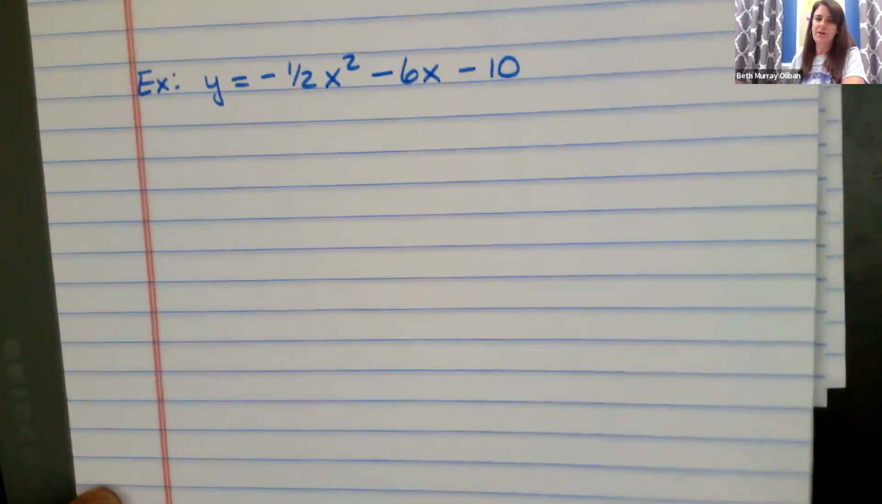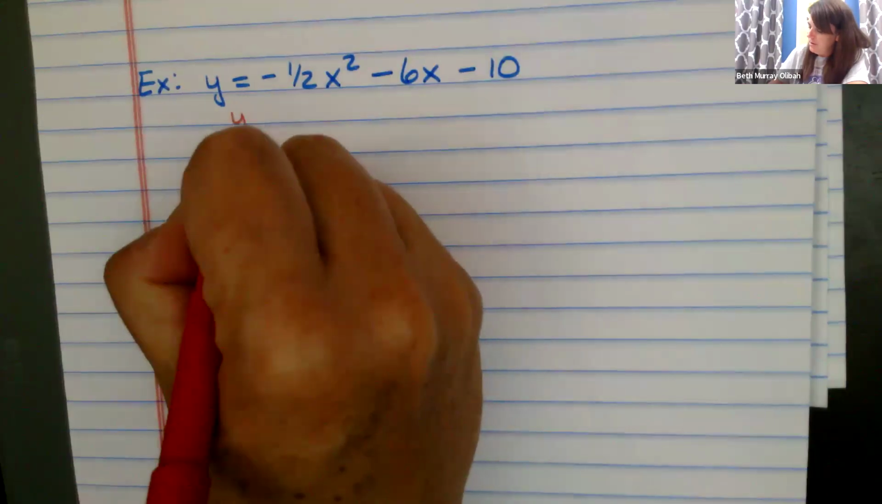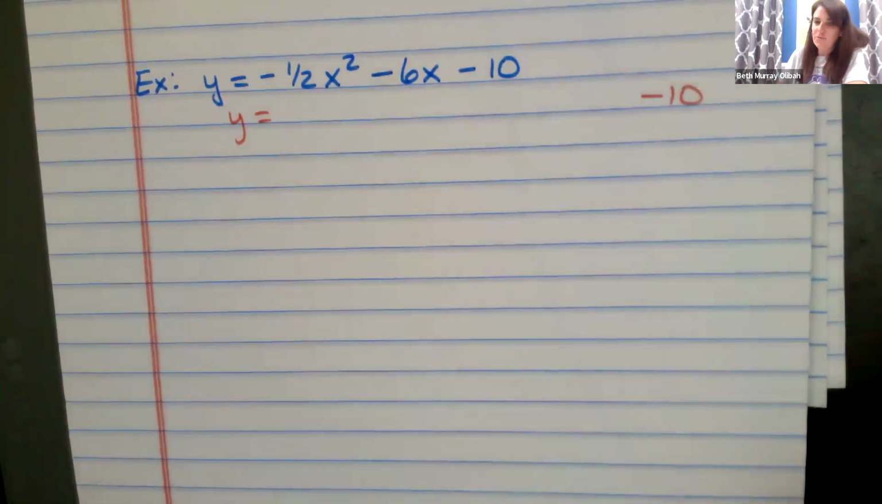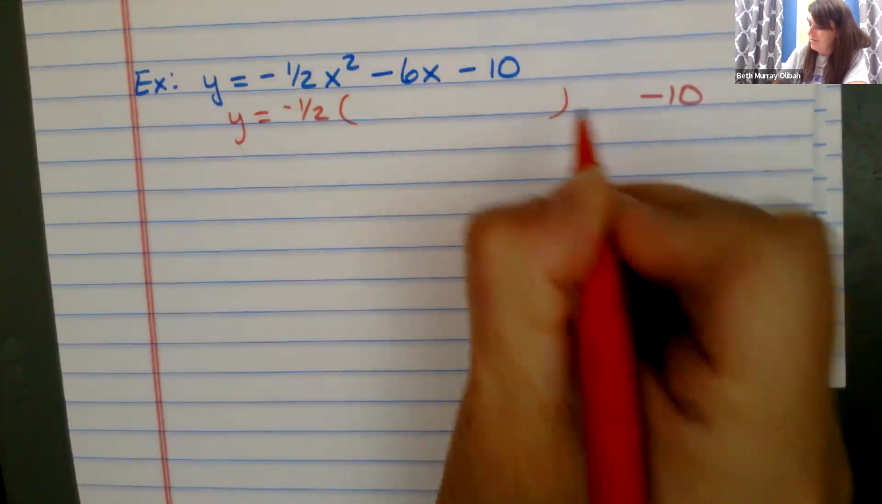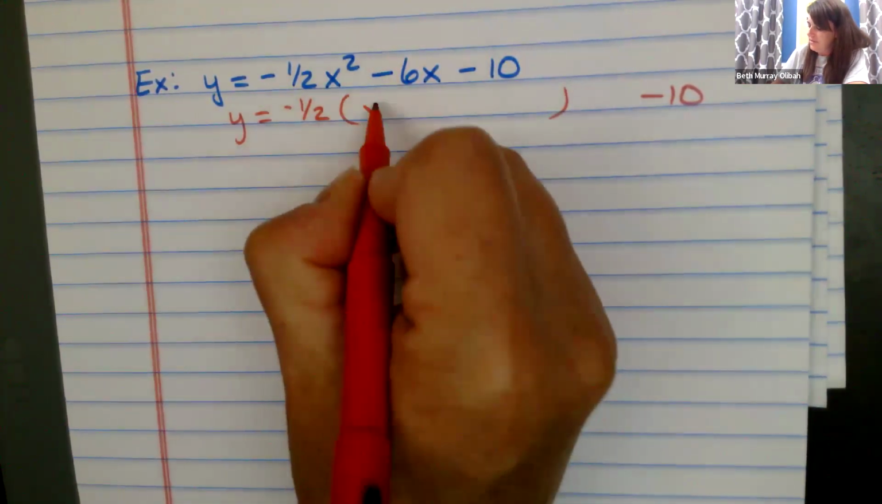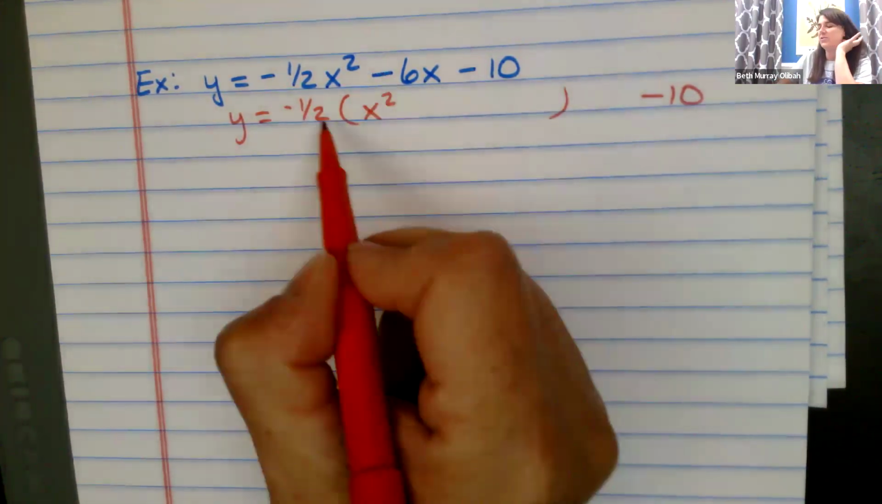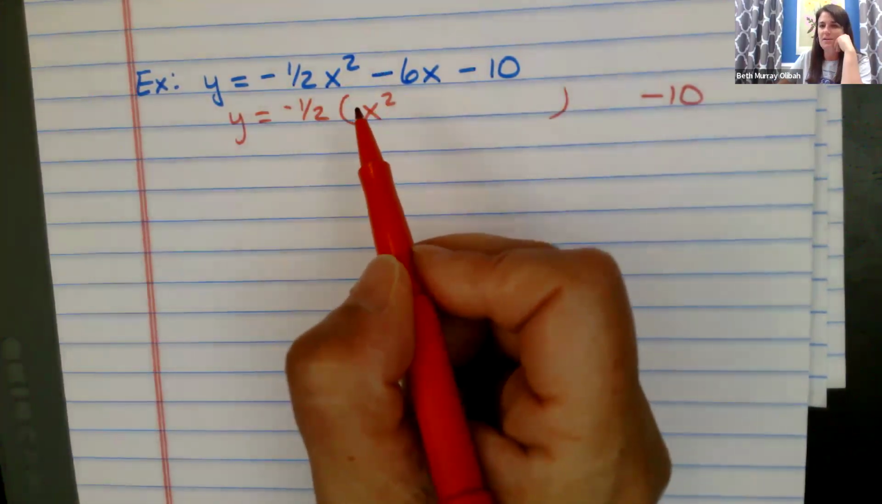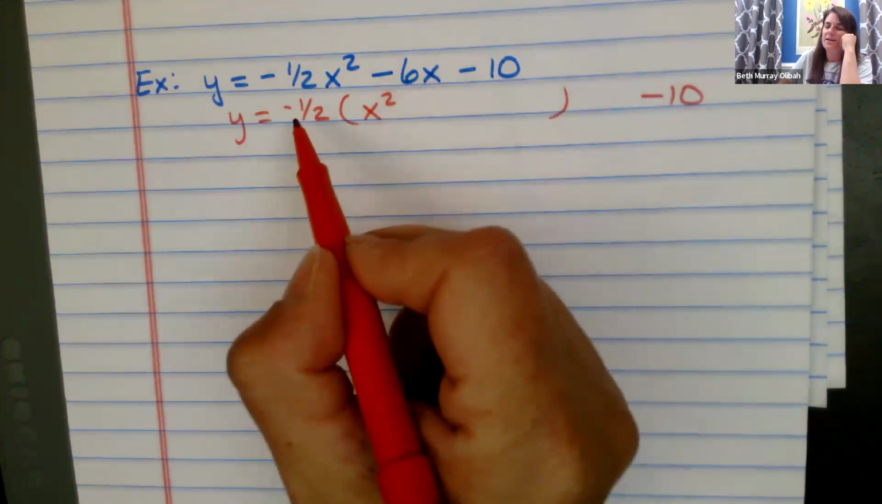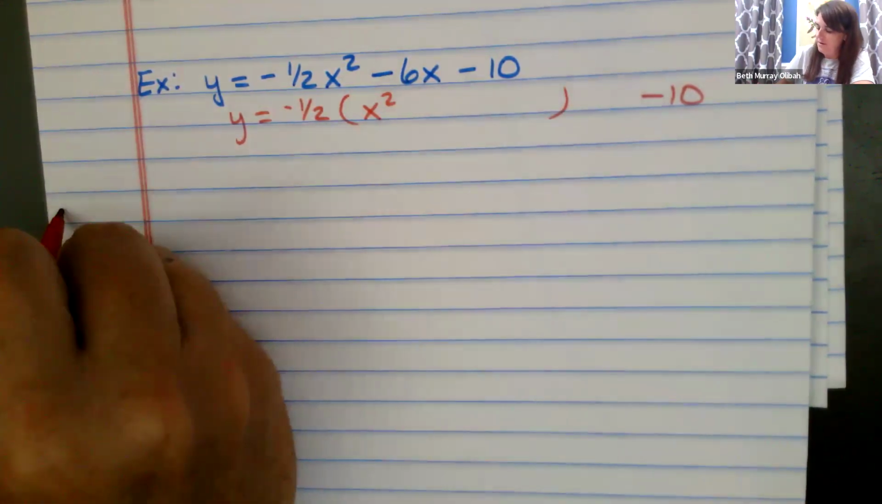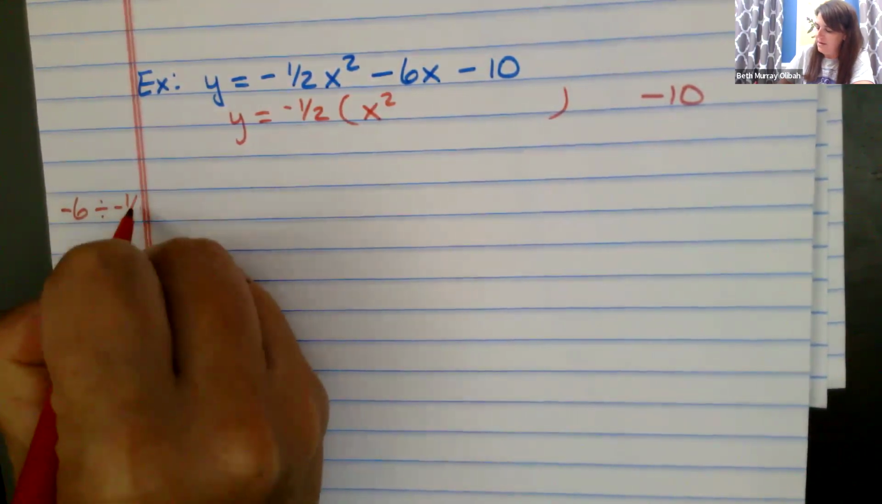Okay, and one more tricky one with something out front. This minus 10, I ignore for now. The negative 1/2 needs to be factored out of the other two. So this is the easy one, but be careful. Factoring something out really means dividing. So what would negative 6 divided by negative 1/2 be? Negative 6 divided by negative 1/2.